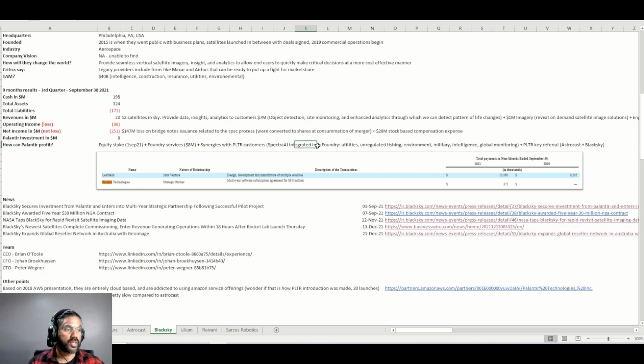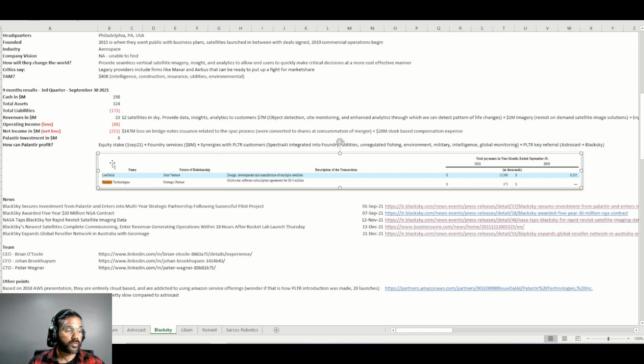service that's offered through Blacksky, which can be used by customers across utilities, monitoring for unregulated fishing, which is a big problem, environment, military intelligence, global monitoring. And there might be even some cross-sale opportunities between AstroCast customers and Blacksky, because AstroCast allows communication between a remote asset and a base, a headquarters or control operations, and Blacksky allows imagery of remote assets anywhere in the world. So there's definitely an opportunity for AstroCast customers to be interested in Blacksky services and vice versa.